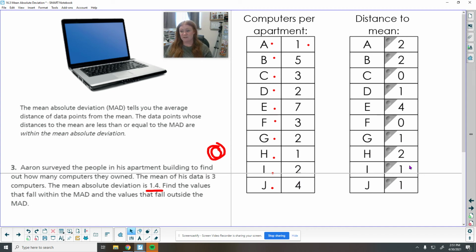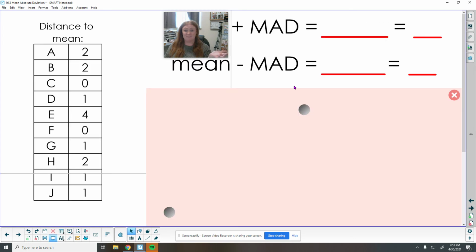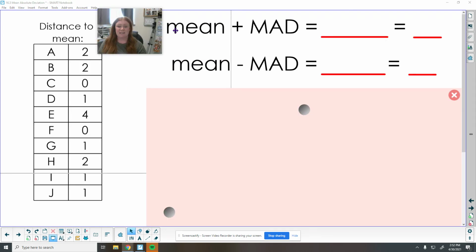So here are the differences. So now let's think about who is falling outside of that deviation. One way we can do this is to take our mean and add on the MAD. So our mean was 3. The MAD was 1.4. So the mean was 3. We want to add on that deviation of 1.4. So 3 plus 1.4 makes 4.4.